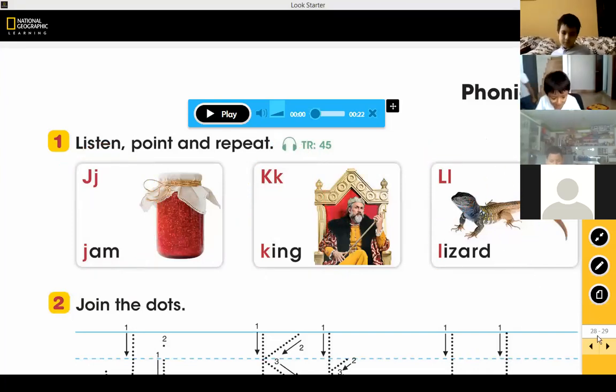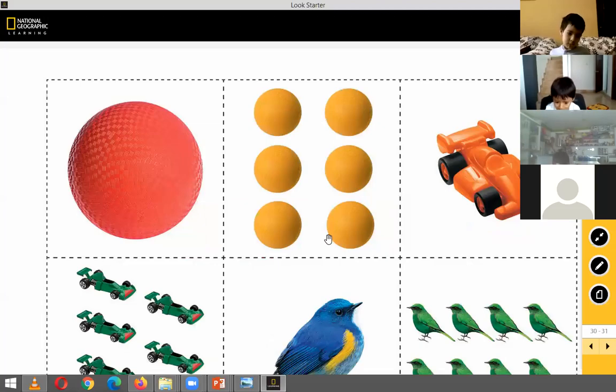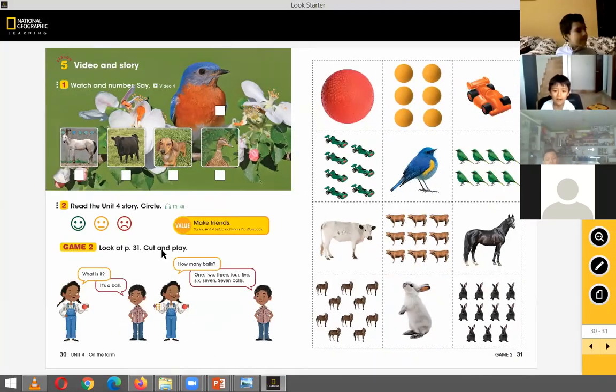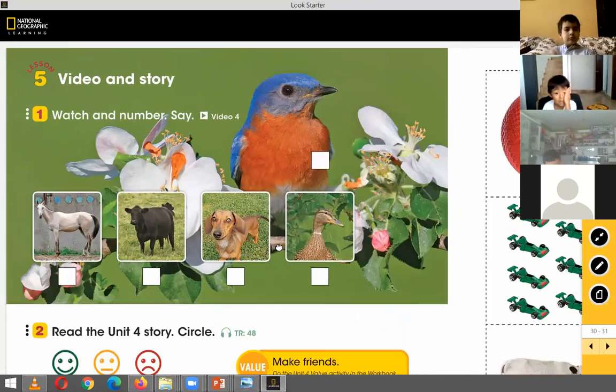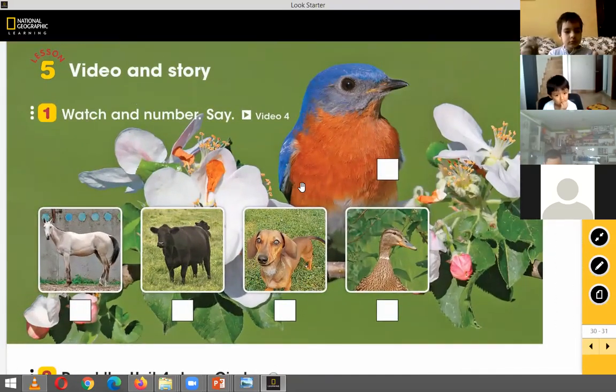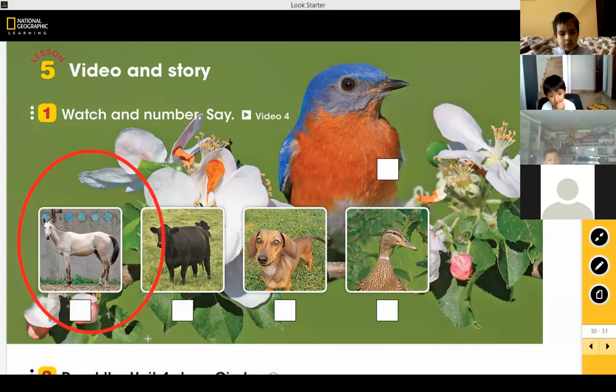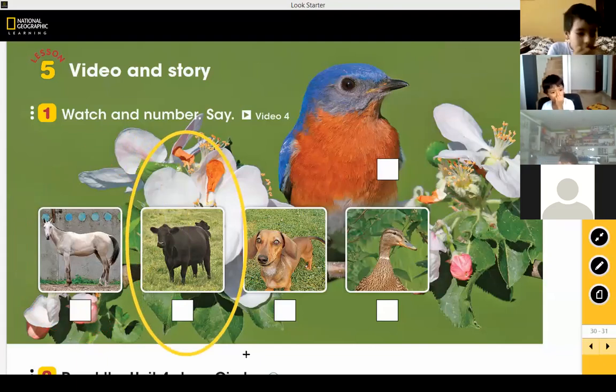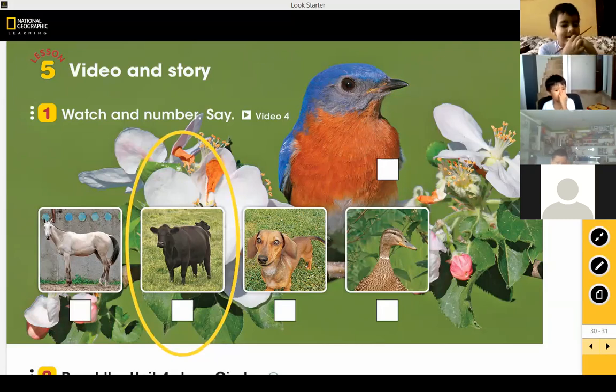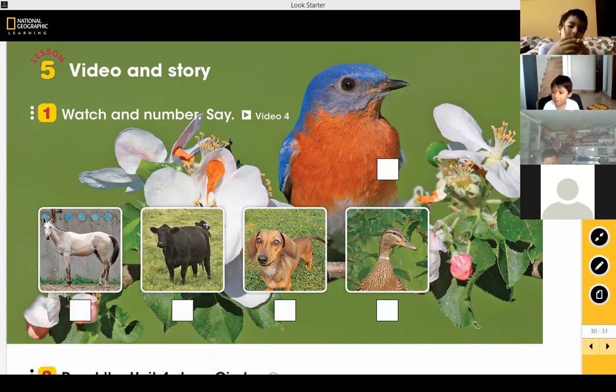Okay, now I'm gonna show you this because today we are gonna watch a video. Today is the video time. Yeah, what are we gonna do? I'm gonna ask, excuse me, Jared, what's this? It's a horse. Excellent. Very good, Jared. Excuse me, Dan. What's this? Car? Porque yo lo veo como un go. It's a cow. Excellent.